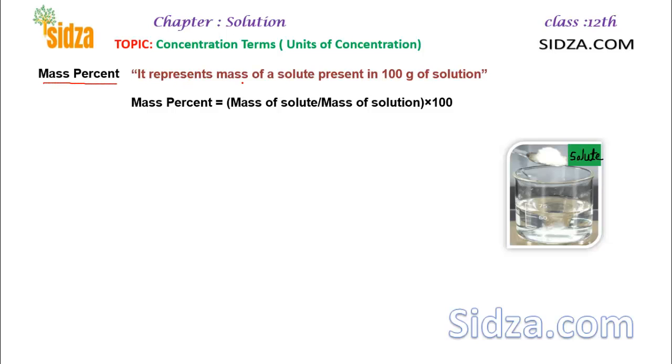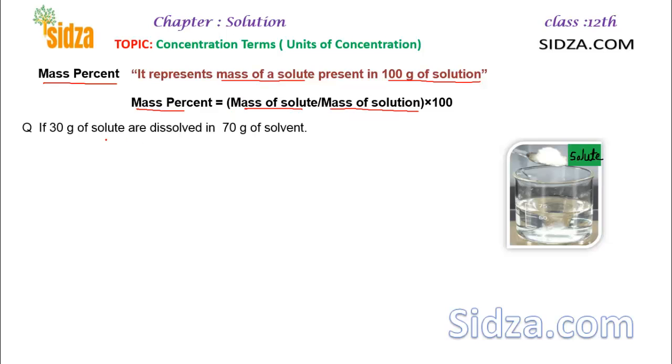Mass percentage represents the mass of a solute present in 100 grams of solution. So if you have a solution, how many grams of solute are there in 100 grams of solution, that is called the mass percent. That's the percentage by mass. So percentage by mass means the mass of solute divided by the mass of solution times 100. This is how we calculate it.